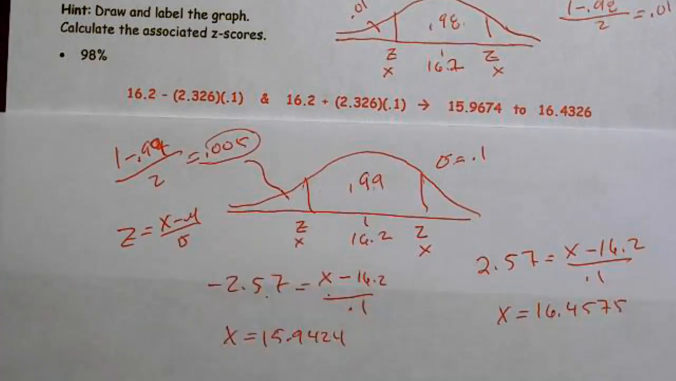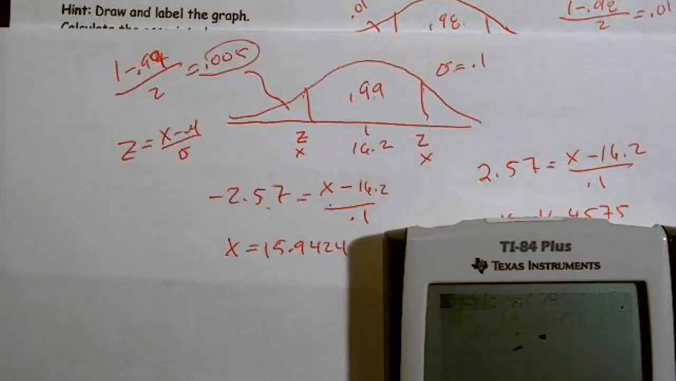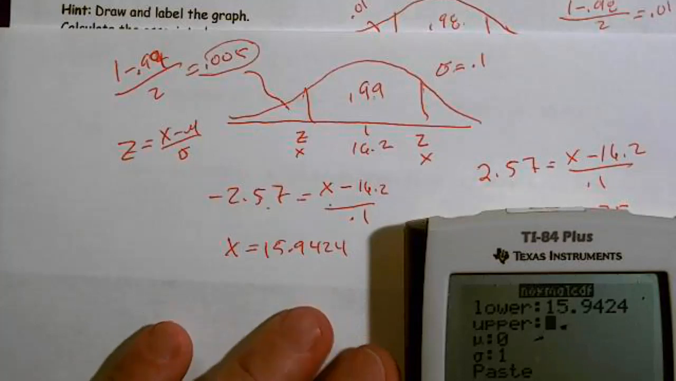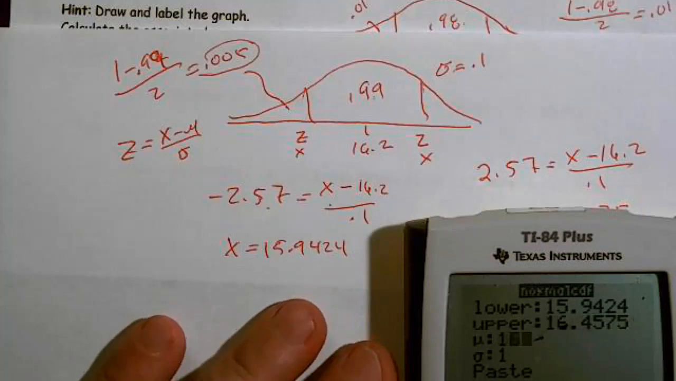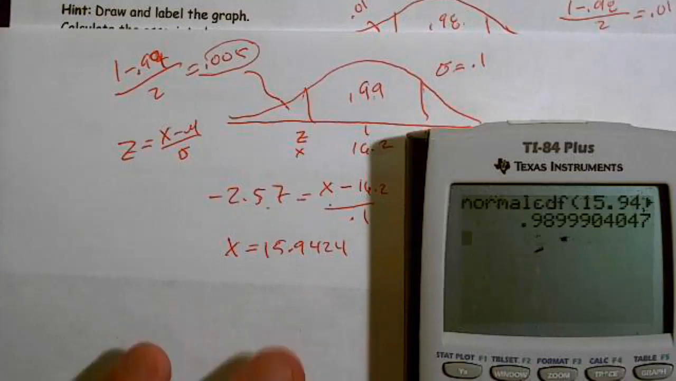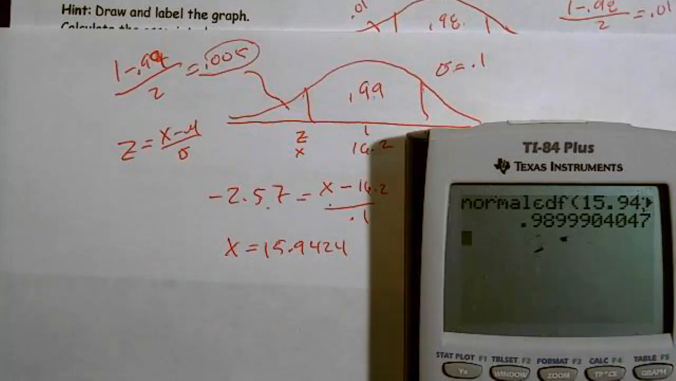Let's check it out to make sure that we have 99%, because we can do that using the norm CDF. So second vars, norm CDF, 15.9424, upper bound, 16.4575. Mean is 16.2, standard deviation of 0.1. And it should be about 99%. It's like 0.98999. Yeah, that's pretty close to 99%. Okay. All right.